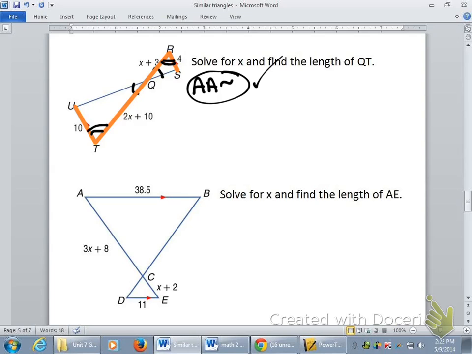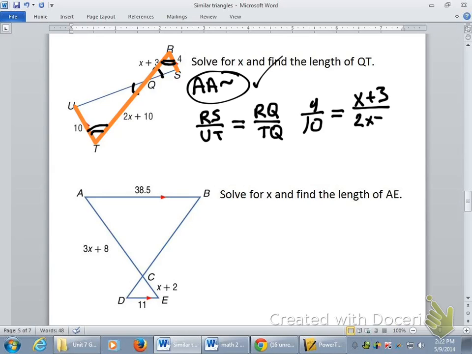So write a proportion. What matches RS? UT. That is going to be proportional to what matches RQ? TQ. Now, fill in what you know. 4 over 10 has to equal x plus 3 over 2x plus 10. Now, I didn't pay a whole lot of attention to this. I hope this isn't too awfully difficult. I don't think we're too bad.